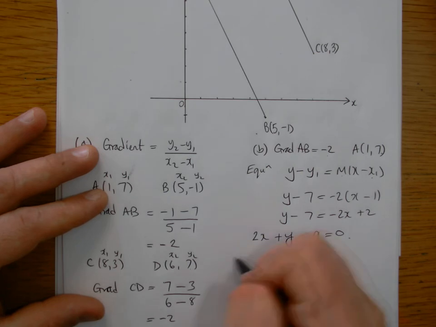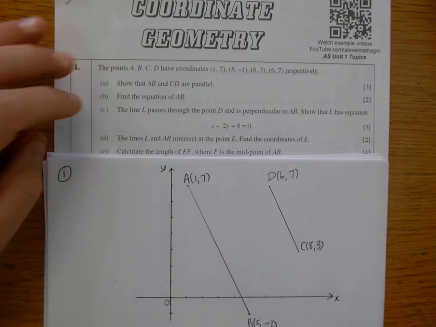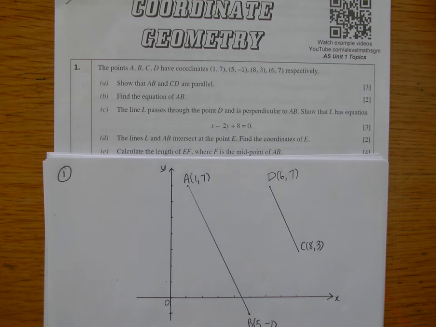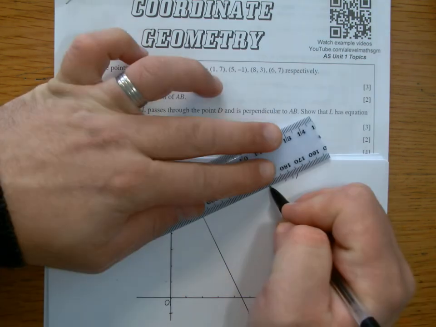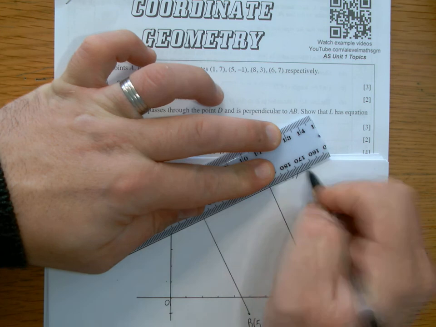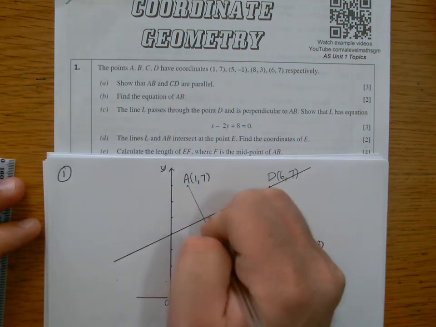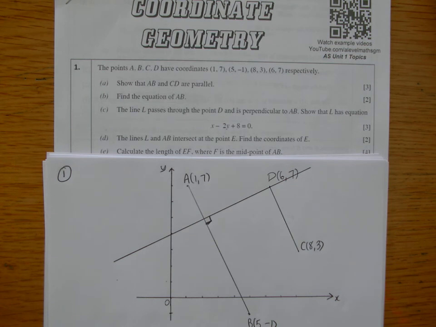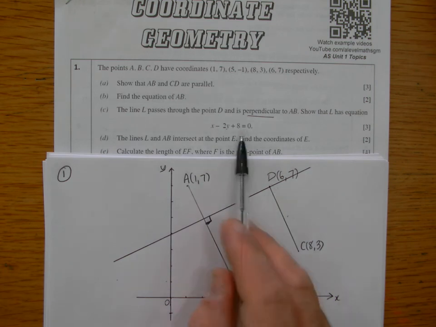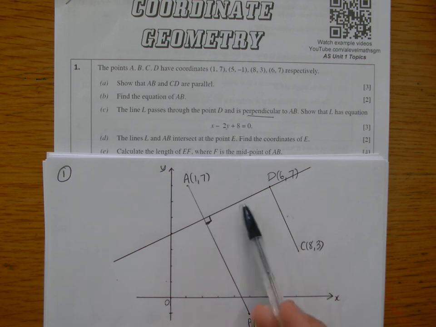So then part C, it says the line L passes through the point D and is perpendicular to AB. Show that L has this equation. So if we draw this, the line L passes through the point D, but it's actually perpendicular to AB. In other words, it's at a right angle. Perpendicular means right angle to AB, and it passes through D. So we want to show that the equation for L is this here. A couple of things. First of all, we know it goes through point D.